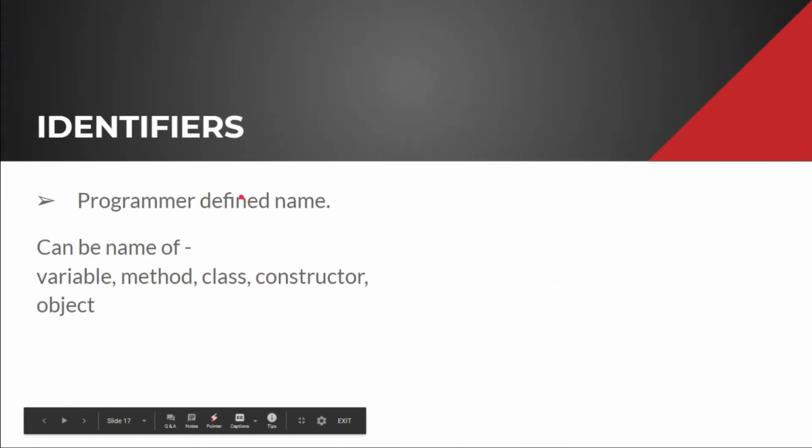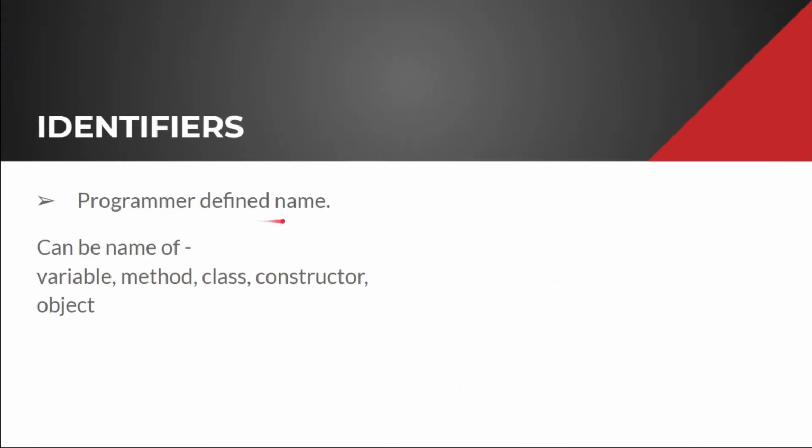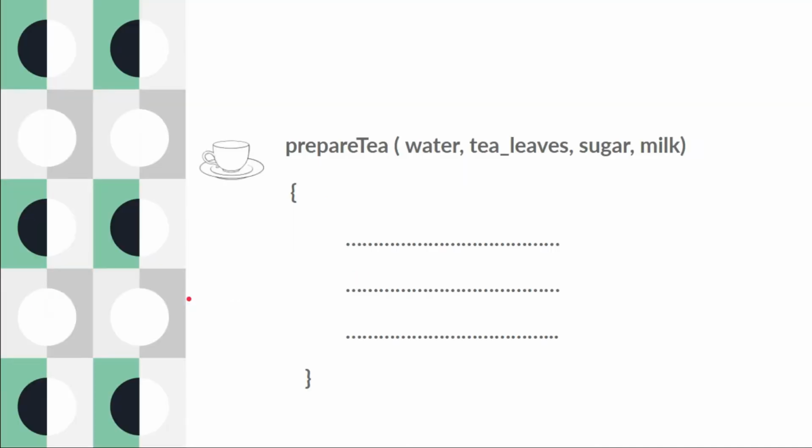Identifiers are programmer-defined names. These can be the name of a variable, method, class, constructor or object. The syntax of writing a method: first of all, there comes the return type of the method. Return type is basically what we will get after the method is executed. Then comes the method name, which is also an identifier.